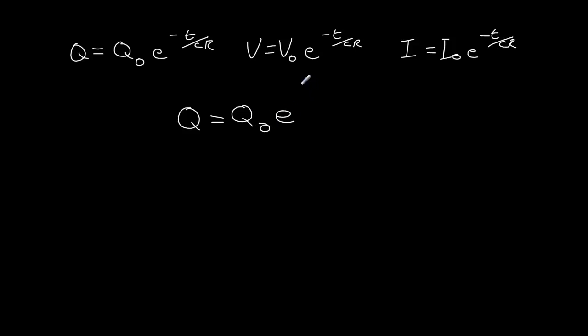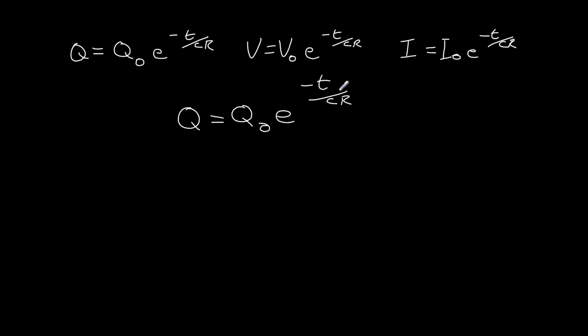Q naught e to the minus the time over the capacitance times the resistance. Now in a moment we're going to have a look at what the capacitance times the resistance is and its significance, but at the moment I'm just going to write this, but instead of writing it in the exponent form, I'm going to write it in the logarithmic form. And because we're using the base e, we're going to use the natural logarithm.